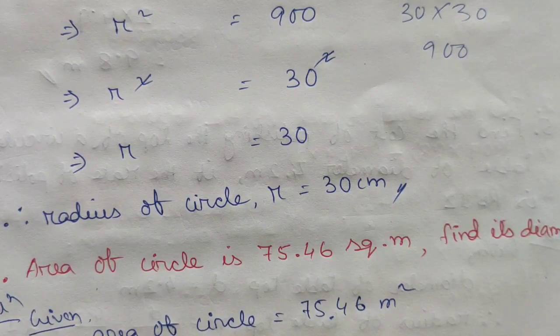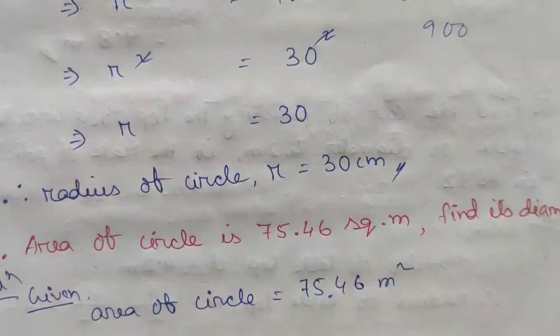In the just previous question, we found the radius. But in this case, what do we have to find? We have to find the diameter. It is one step more. If we know the radius, we can easily find the diameter. So we will proceed as earlier.